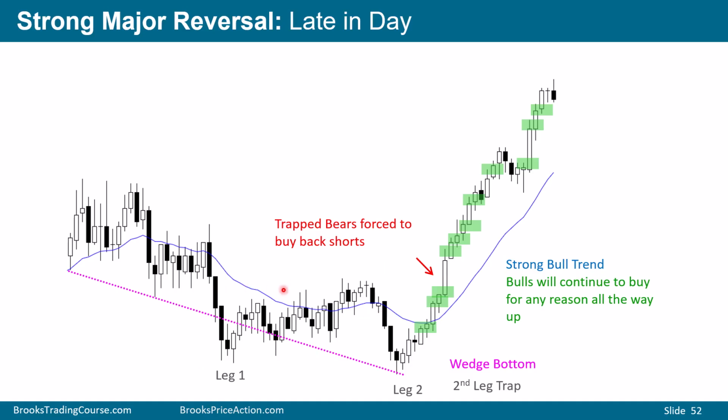And then at some point, you can see bears selling above the leg 2, hoping for another leg down. What happened? Bears were forced to buy back their shorts. The bulls formed a tight bull channel, and then eventually they broke above the moving average and got follow through.